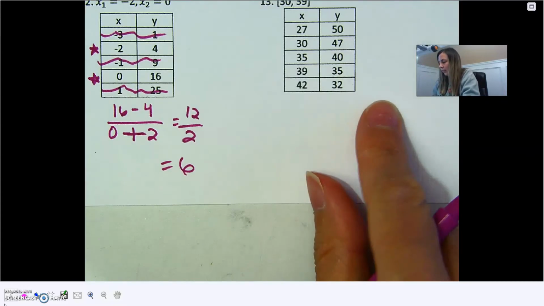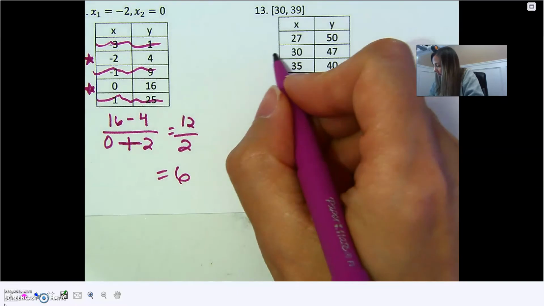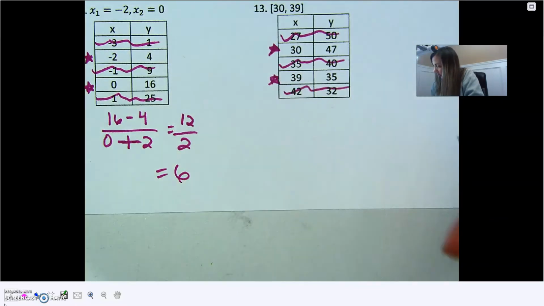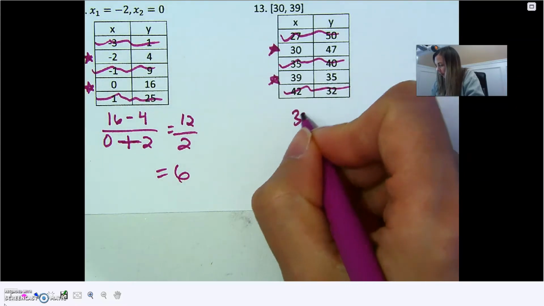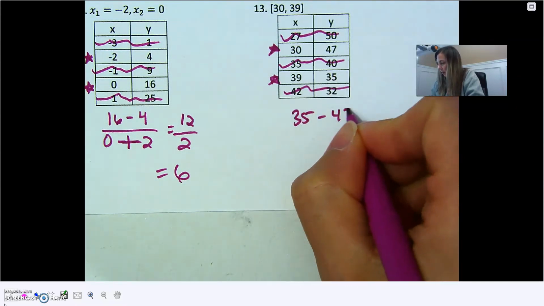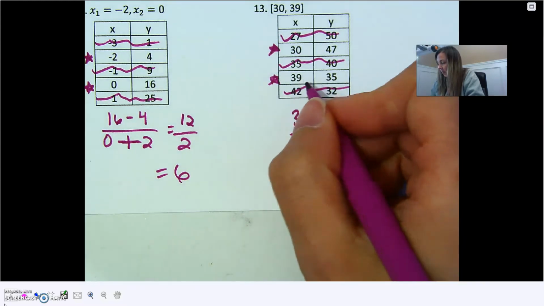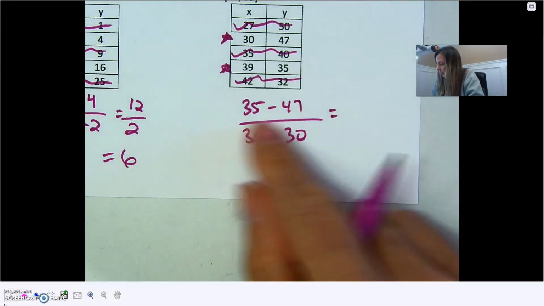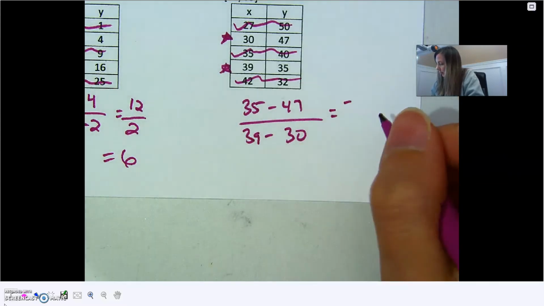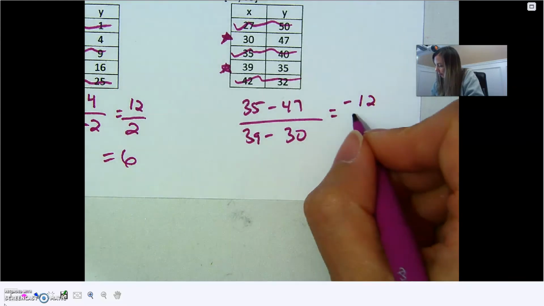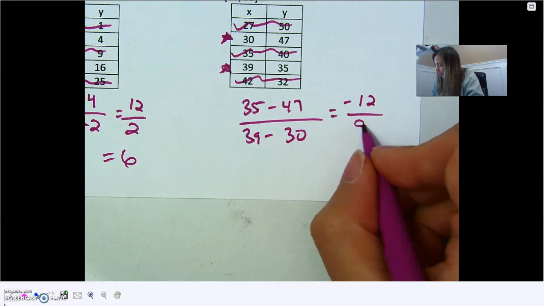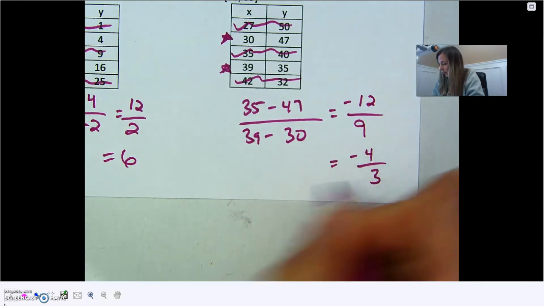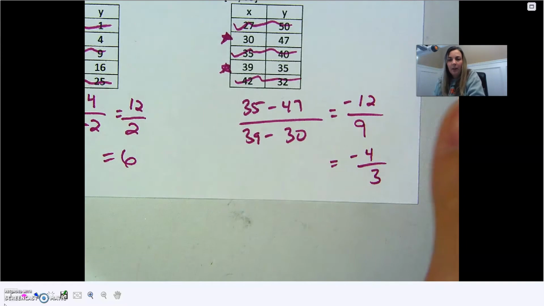All right, number 13. We're going from 30 to 39, so from here to here. Ignore the rest. All right, so our second y is 35 minus the first y, which is 47. And then on bottom, we do the x's. 39 minus 30. All right, so this would be negative 12. And then this would be 9. And then that can reduce by 3, so we have negative 4/3. All right, onward.